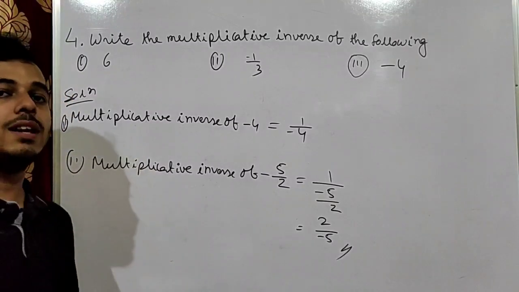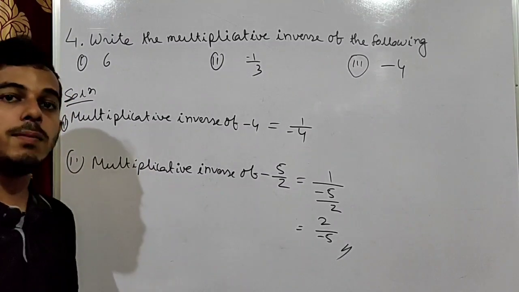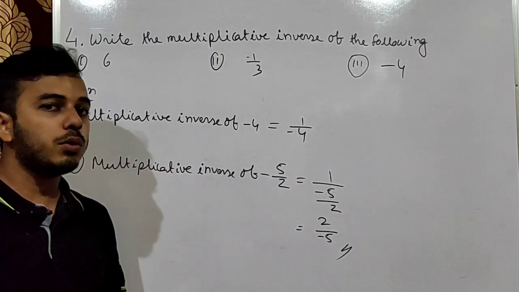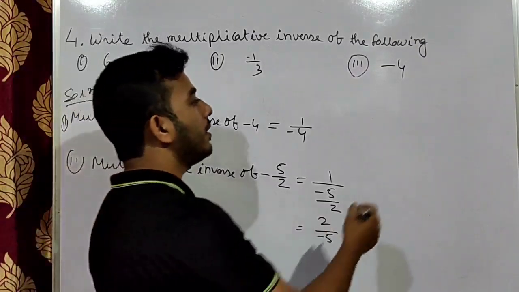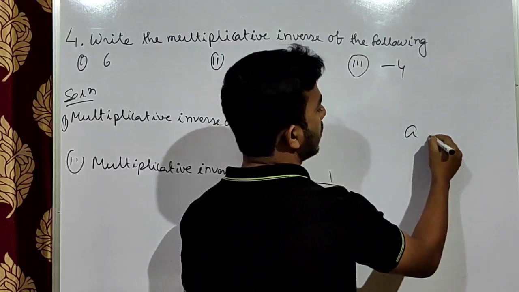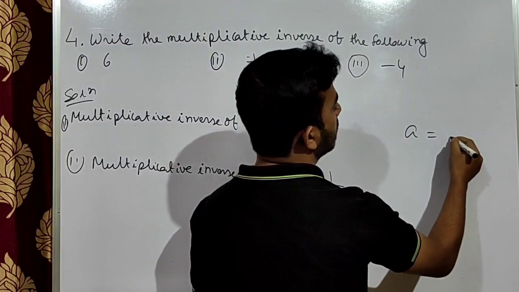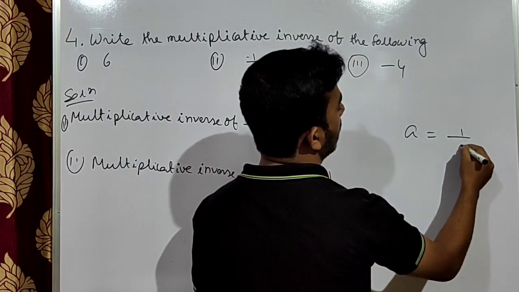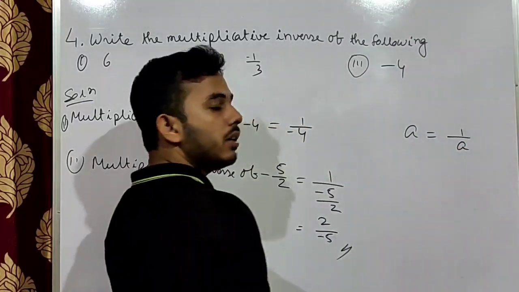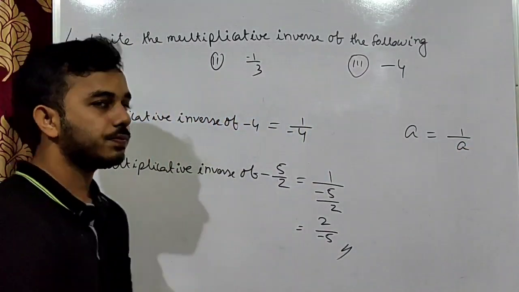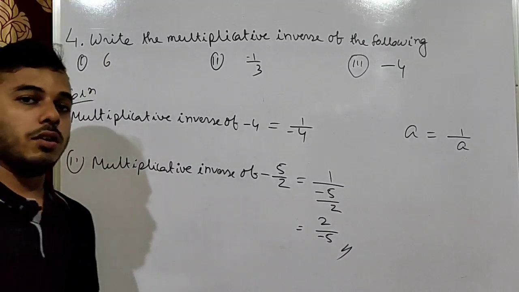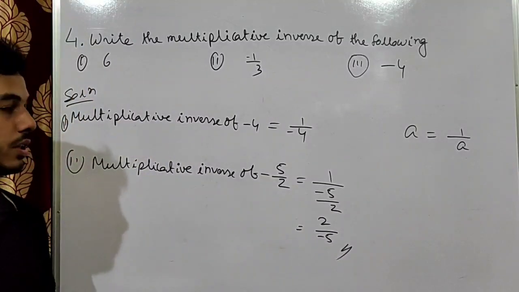So now, if you want to find the multiplicative inverse of any number, how can we find it? We have to just remember this expression, multiplicative inverse of a equals 1 by a. Clear? Very good. Okay, so now let's proceed to our next question, that is question number 5.